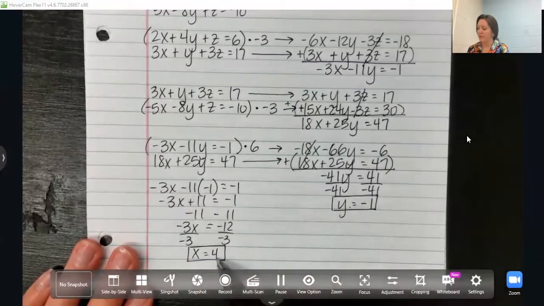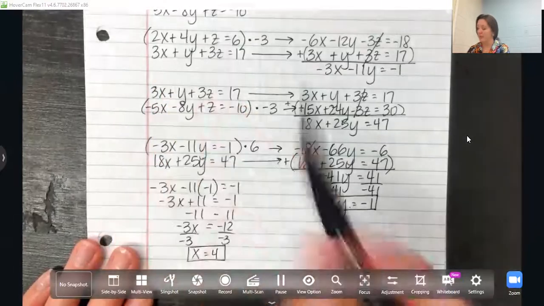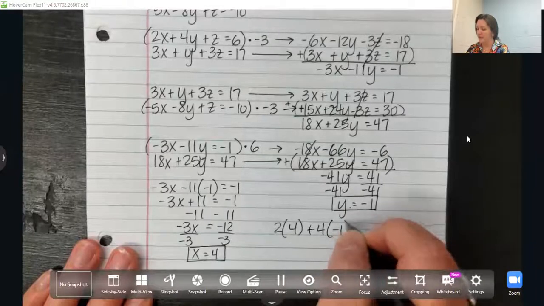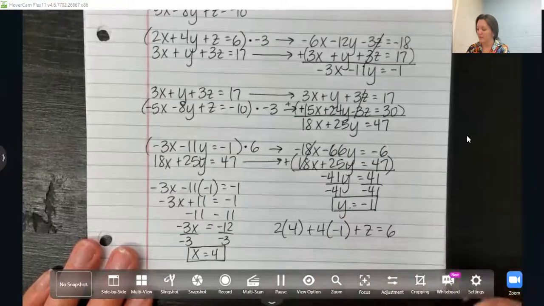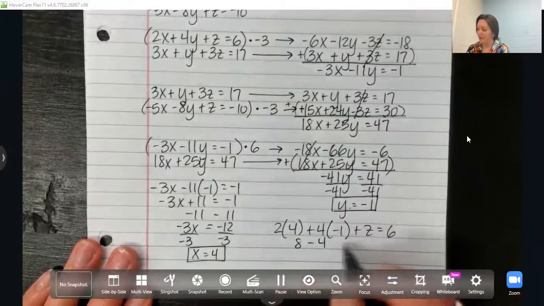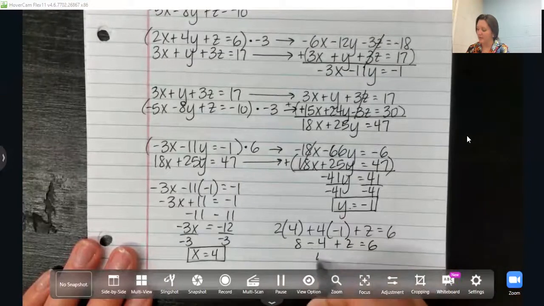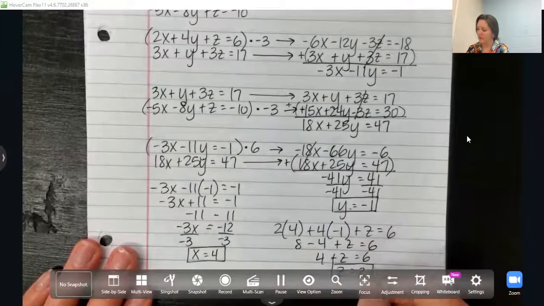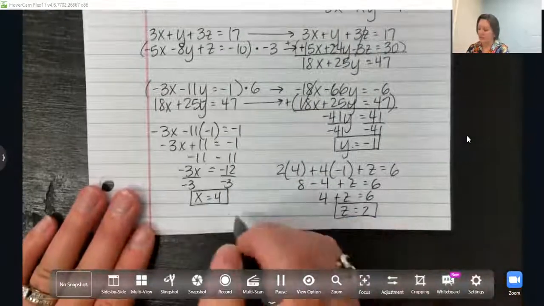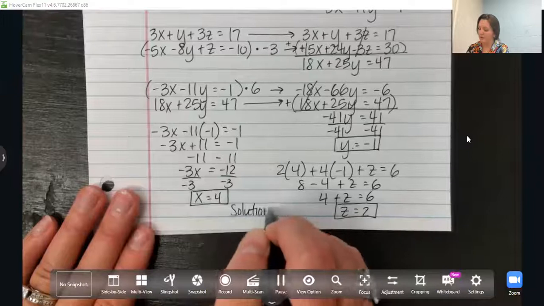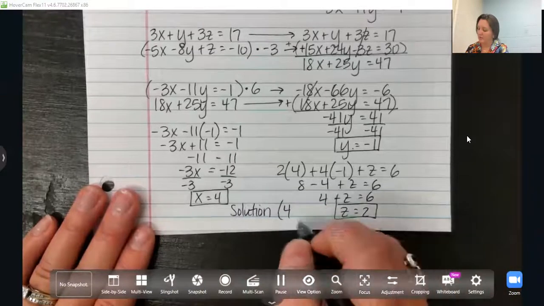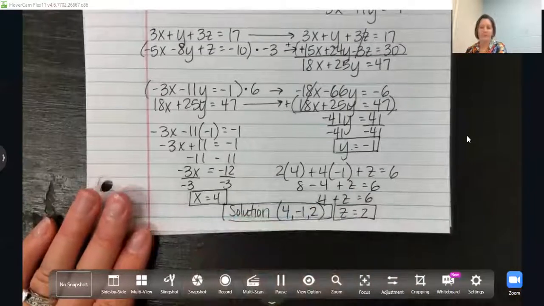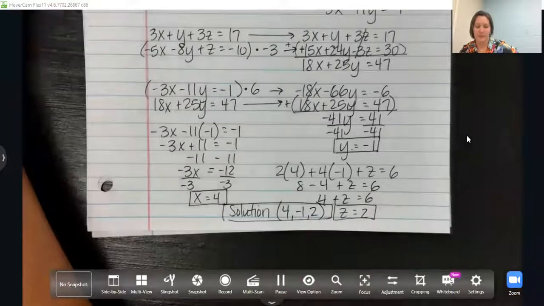So now we need our third. We're going to grab the two numbers that we know. I'm going to take the first equation. So we have 2 times 4 plus 4 times negative 1 plus z equals 6. So we have 8 minus 4 plus z equals 6. 4 plus z equals 6. Subtract the 4 and z equals 2. So our solution set here, I don't have a whole lot of room, is 4, negative 1, and 2. That's our solution there. All right. Great job.